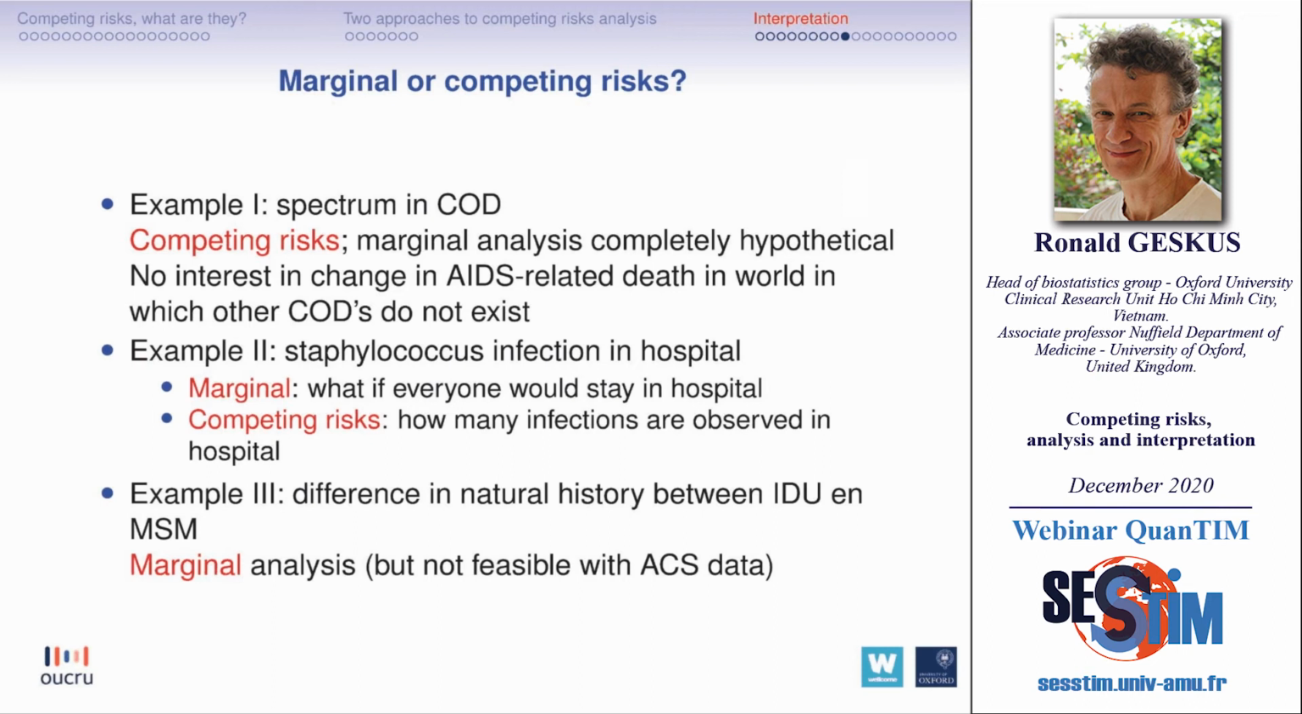with the examples. So, spectrum and causes of death, the first example, is a completely competing risk analysis. Marginal analysis, thinking about what would happen in AIDS-related death in a world in which other causes of death do not exist, is absolutely not relevant. Second example, we can think of a marginal analysis, but we can also define a competing risks analysis. And the third example is an example in which we are interested in a marginal analysis, but based on our data, we cannot come up with reasonable estimates. ACS here stands for Amsterdam Cohort Study, so that is where the data came from.